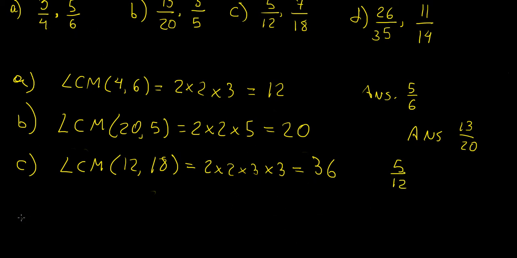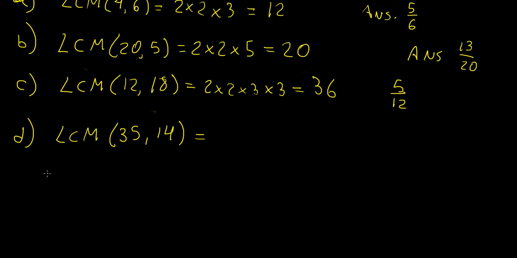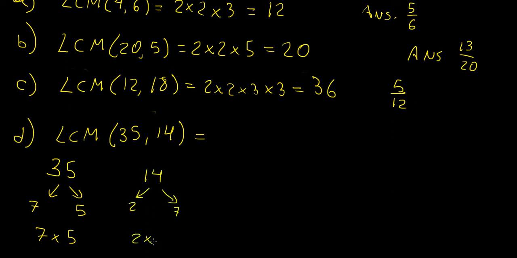And now we're going to go and do question D. So we have least common multiple of 35 and 14. Let's see what that gives us. So decompose into prime factors. This one is going to be 7 and 5. So 7 times 5. 14 is going to be 2 and 7. So 2 times 7. The 7 is repeated, so we only include it once. And we have 2 times 5 times 7. So this is going to be 10. This is going to be 70.